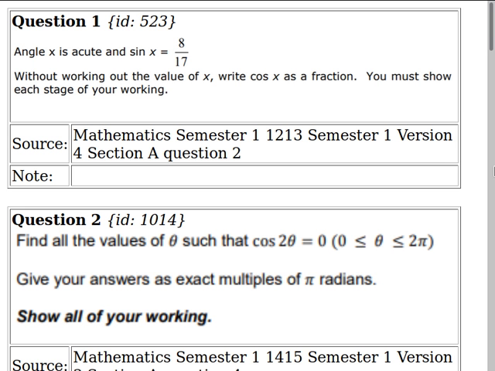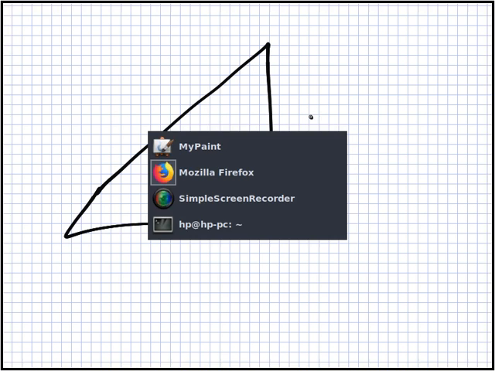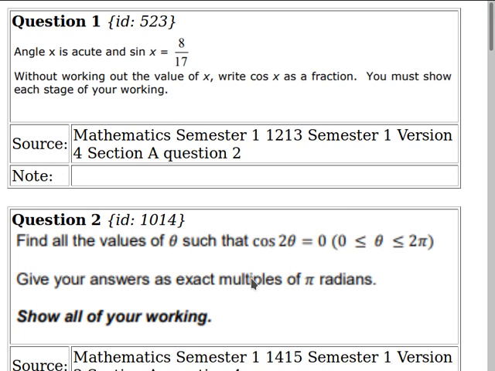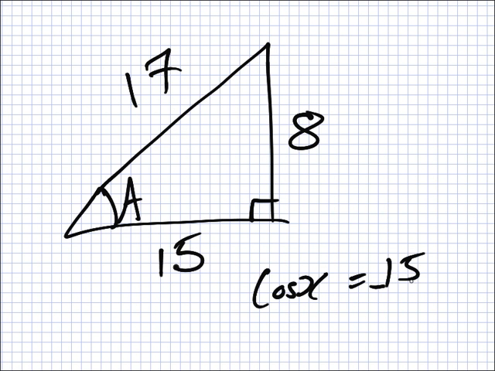Right, have you got that finished? Yep, finished. In fact, I think they gave us nice numbers. 8. Is the other one 15? The other side? Yeah. So you draw your triangle. Sine is opposite over hypotenuse. And by using Pythagoras, this works out to be 15. And what do they want? Cos. 15 over 17 for cos. Adjacent over hypotenuse. Did you write 8 over 17? Mix them up.